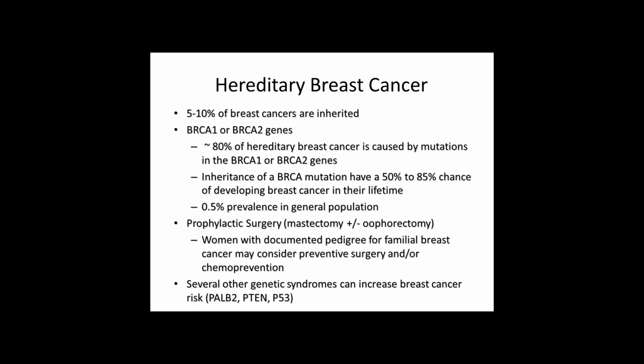Recently, we've understood that there are several other genetic syndromes that can increase breast cancer risk, and we now test frequently for a large panel of genes, typically a 25-gene panel, that includes genes like PALB2, PTEN, and P53, which account for the other 20% of hereditary breast cancer outside of BRCA1 and 2.